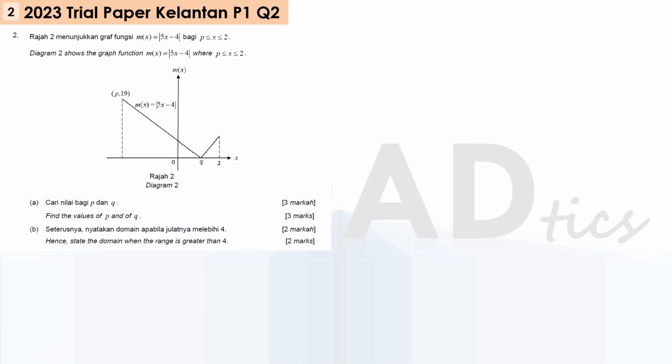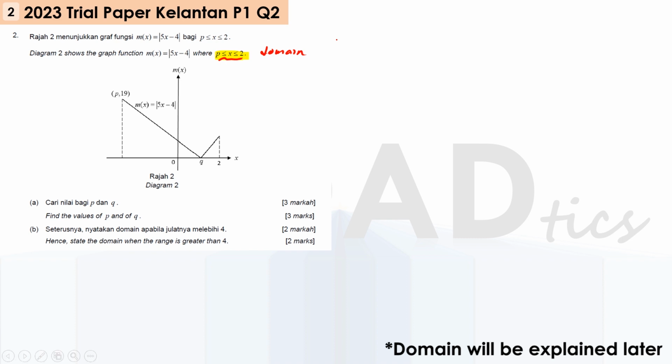The next example I have taken from a 2023 trial paper, and it's from Kelantan. So here we have a modulus function and the domain. This one is the domain, and the domain is from P to 2. The first question is to find the value of P and Q.